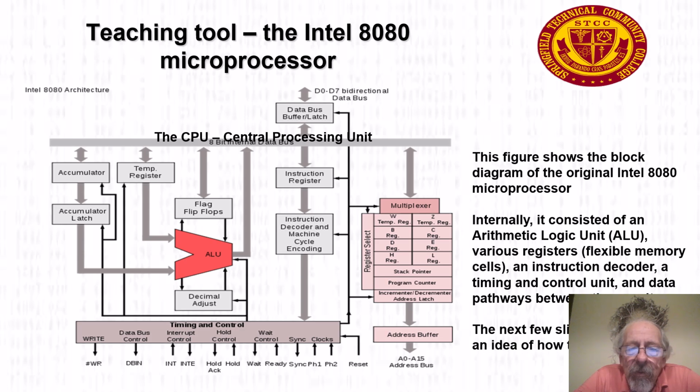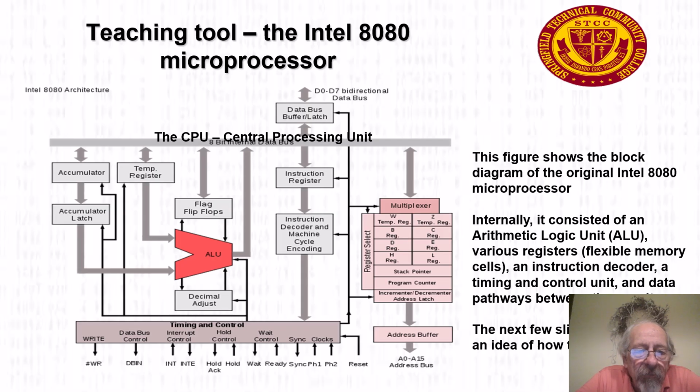Up top, there's a data bus, D0 through D7, a bidirectional data bus, which means that 8 binary bits come in, and there's a data bus buffer and latch. Those bits come in, they go to an instruction register. There's an instruction decoder and machine cycle encoding. Then there's all the buses where things can move around in here.